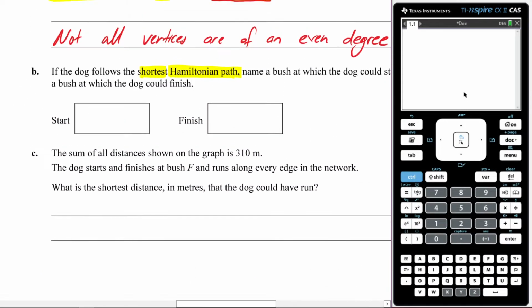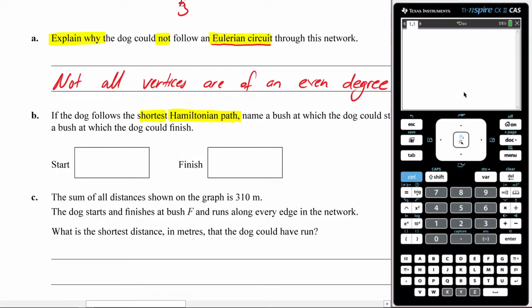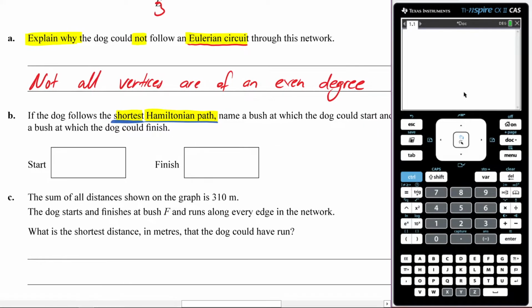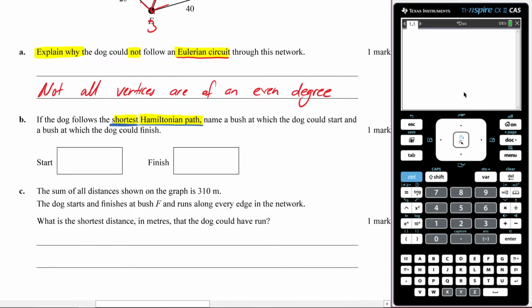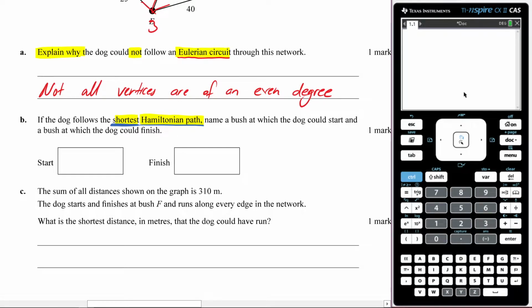The next thing is making sure that when you read the question, you are highlighting those key terms. It doesn't just want any Hamiltonian path, it wants the shortest Hamiltonian path. Now it says, name a bush at which the dog could start and a bush at which the dog could finish. There are actually multiple different answers to this, so let's go through it.